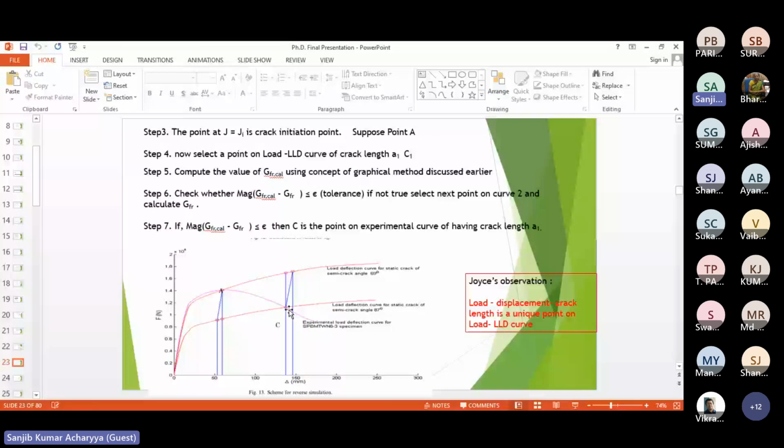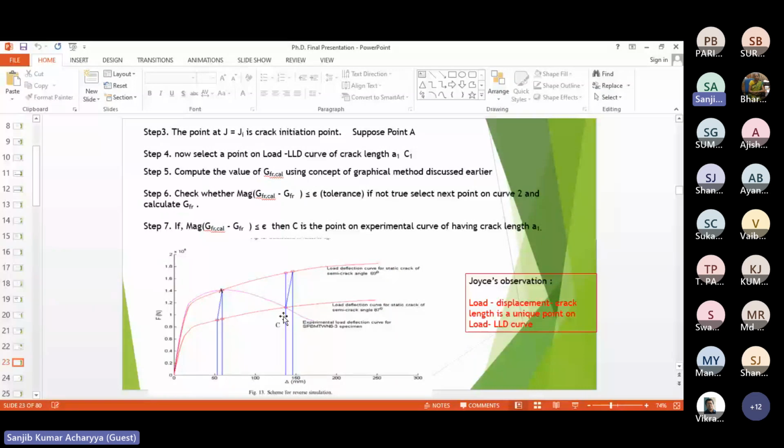C is the point on the stationary crack of A plus delta A. So if these two points are known, then we can project a vertical line, and we can get this point. If we know the non-crack compliance, we can get this point. So all these points are available. From these points, we can calculate the area. Now we can calculate the Gfr.